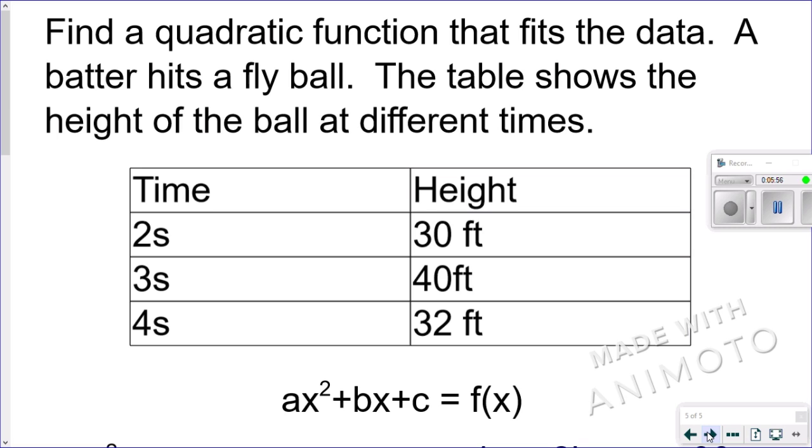So here we go. Time is 2 seconds. After 2 seconds, the ball is 30 feet high. After 3 seconds, the ball is 40 feet high. And then after 4 seconds, the ball is now 32 feet. So at some point between 3 and 4, the ball starts to decrease or come down.